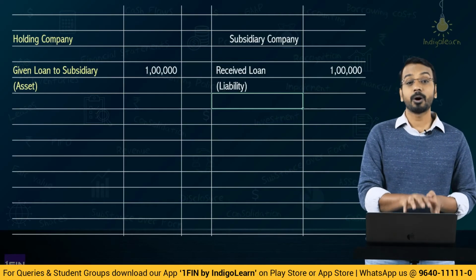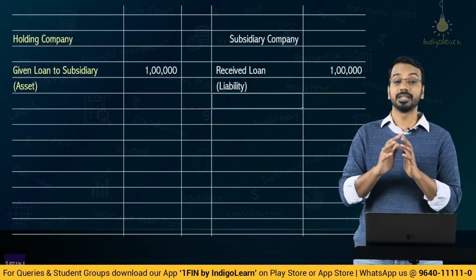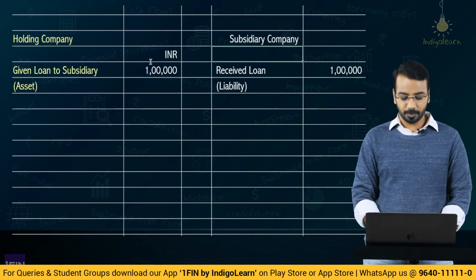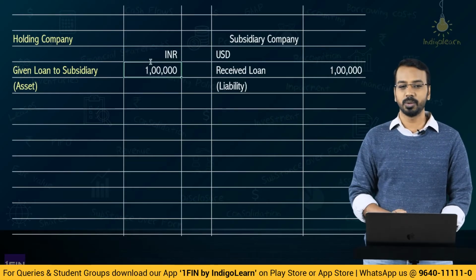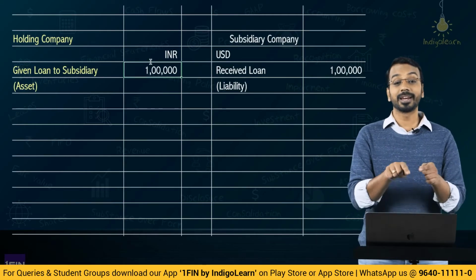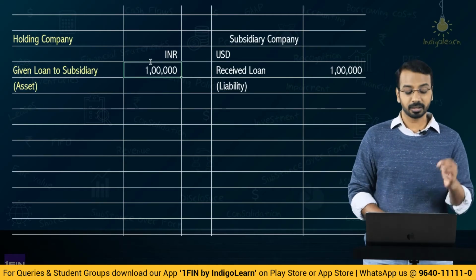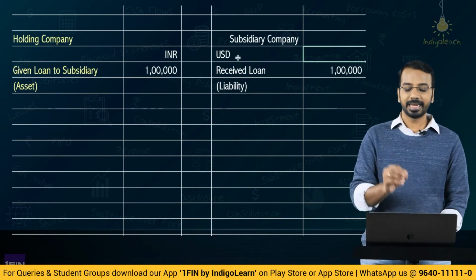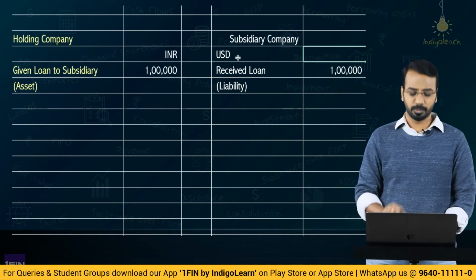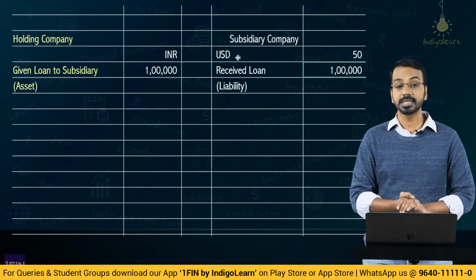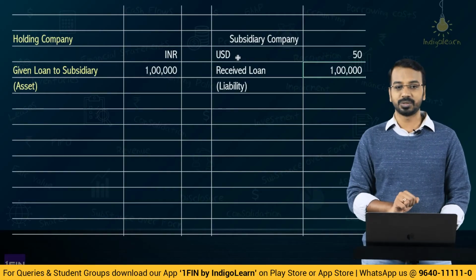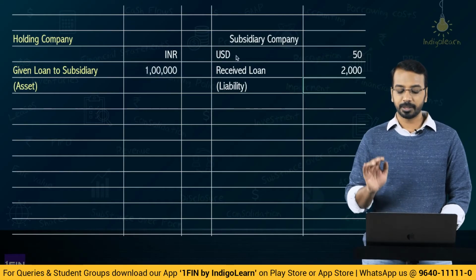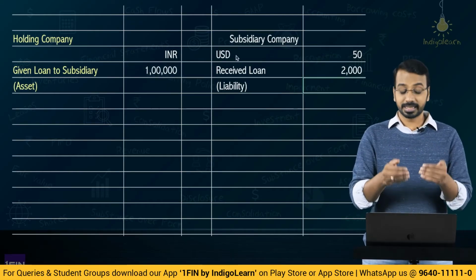Now, when we talk about consolidation and there are foreign currencies involved, say for example, this is given in INR, okay, the subsidiary company is in USD, the functional currency is USD. So, the subsidiary company will record this loan in USD, correct? So, 1 lakh is the loan given here, and assume for a moment that the INR USD exchange rate is 50, just for argument's sake. Now, if the INR USD exchange rate is 50, what is the loan liability? 1 lakh divided by 50, that is 2000, correct? Now, let us say we are at year end.